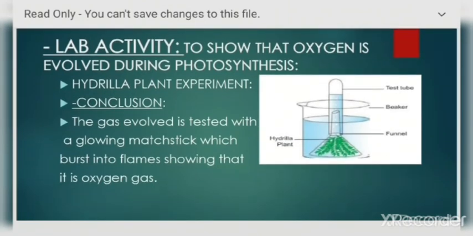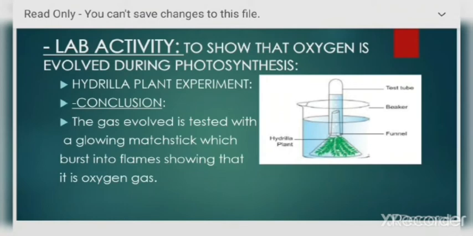Now my next activity is, we have seen that oxygen is evolved during the photosynthesis. So this experiment is also called the Hydrilla plant experiment. In this experiment, we take a twig, a stem of Hydrilla plant and place it in the funnel. Take a beaker, fill with water and invert the funnel containing the Hydrilla stem, and also invert a test tube over the funnel as shown in the figure. You can observe in the figure. And leave it for some time. Leave it in sunlight. Photosynthesis takes place.